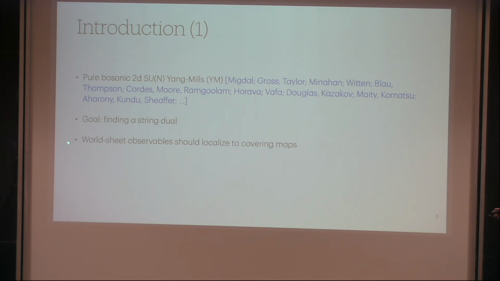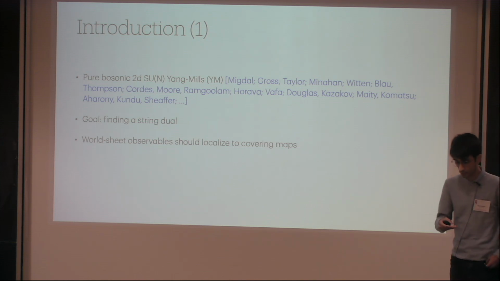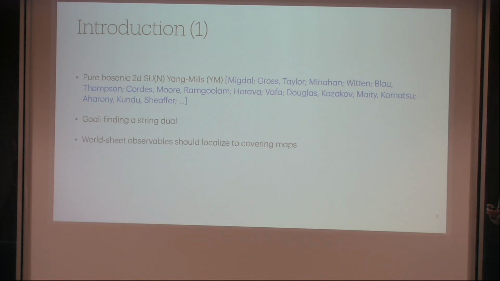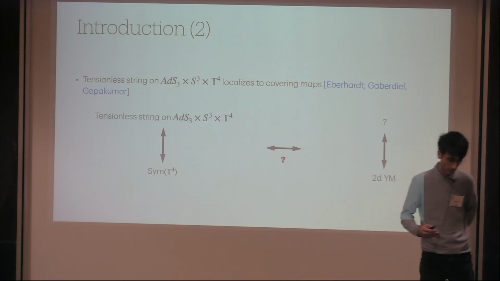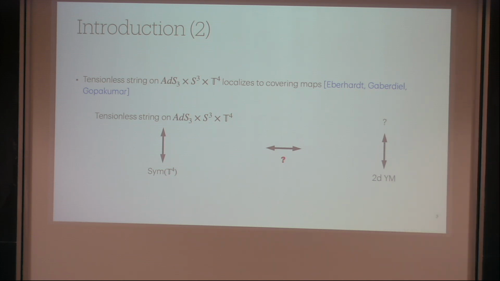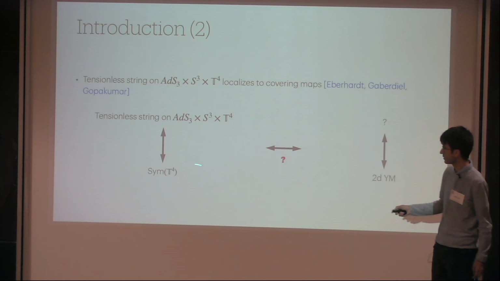Because the partition function is a sum over covering maps, we should find a worldsheet description that localizes to covering maps. On the other hand, there is the tensionless string theory on AdS3 that was found by Eberhardt, Gaberdiel, and Gopakumar, in which the correlation functions localize to covering maps. So the question we wanted to answer is: can one get inspired by this worldsheet theory to find the worldsheet dual for 2D Yang-Mills? Just to mention, here the dual CFT is a symmetric orbifold.